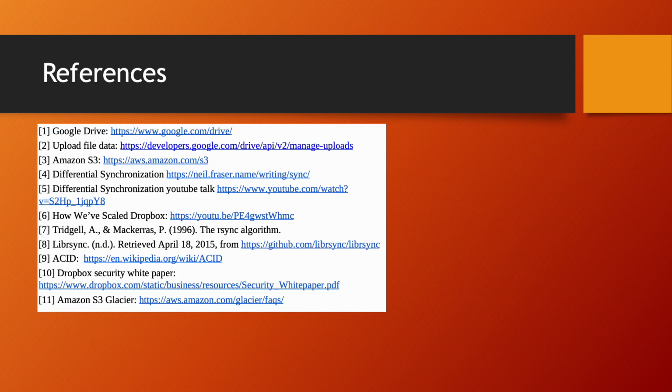And here are some useful references for you to read on your own. I highly recommend going through at least a couple of them. My suggestion would be How We've Scaled Dropbox. It's a really good talk from an early engineer at Dropbox. And then I would say Differential Synchronization, which is a pretty neat talk as well.